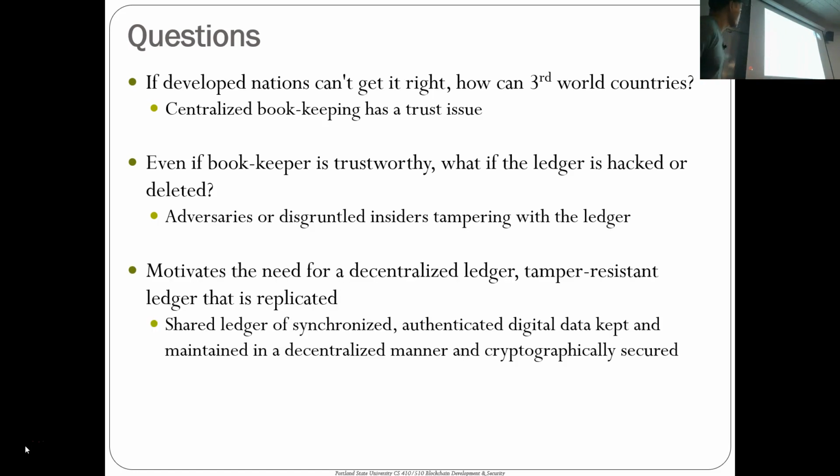And so this motivates the need for a decentralized ledger that's tamper-resistant and that is replicated, right? You want all of these things to try and address some of these issues that we saw earlier, okay? So a shared ledger of synchronized, authenticated digital data kept and maintained in a decentralized manner, cryptographically secured. This is what you would like to have.